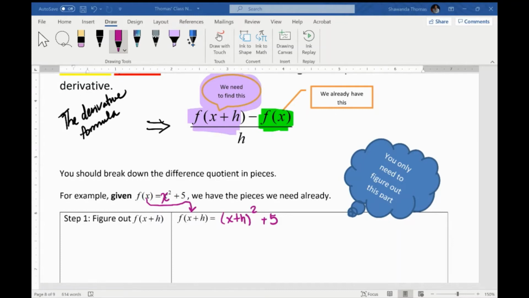Again, wherever there is an x, we are replacing it with what's in the parentheses. In this case, if I say, what is f of x plus h? Then it is x plus h squared plus 5, not x squared plus 5, because the original is x squared plus 5. All right, we need to finish this out. You already told me that we have to write this out twice and multiply it. So we're going to write it twice.